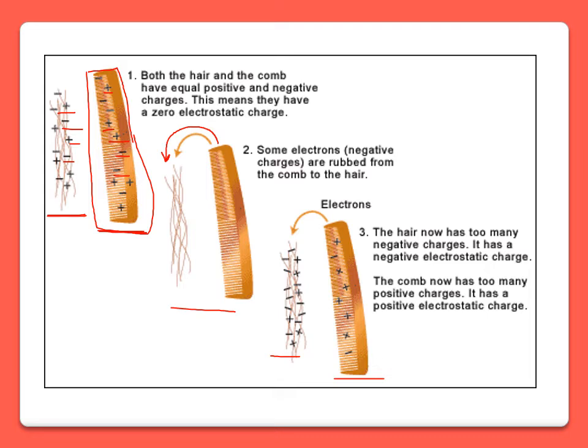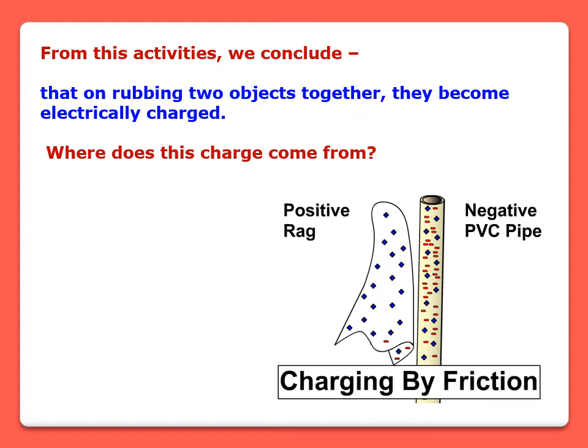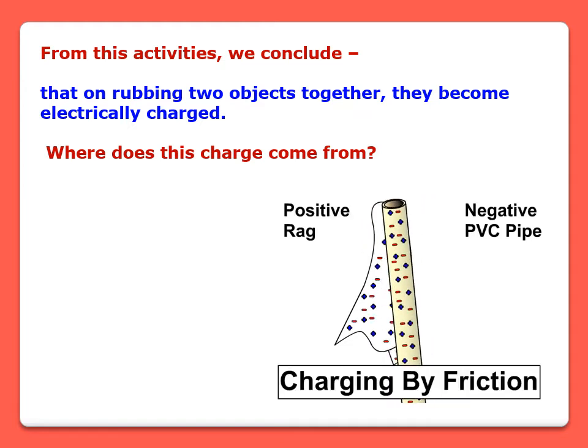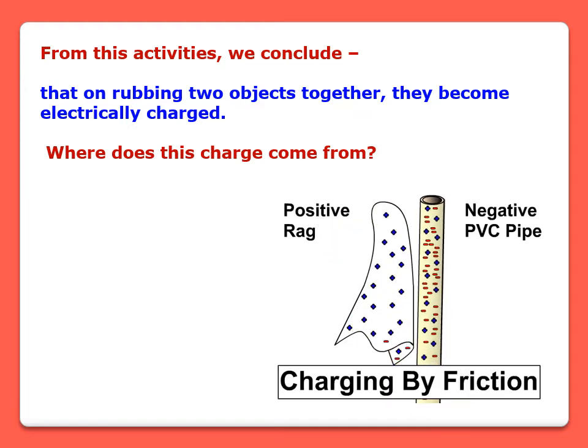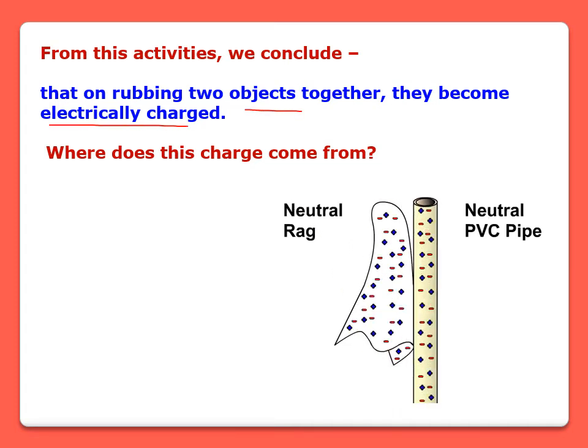Okay, so now they have become charged, and that is why when you bring this comb near to the pieces of paper, it starts attracting those pieces of paper. Okay, so what do you conclude from this activity? From this activity we conclude that on rubbing two objects together they become electrically charged.